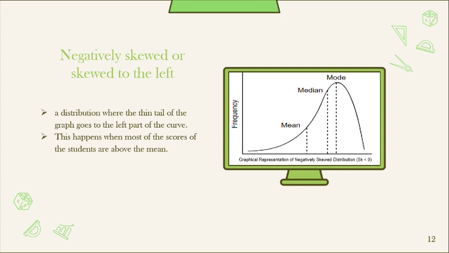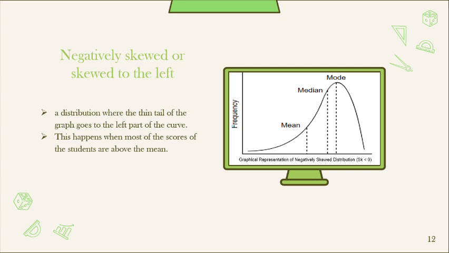So, a distribution where the thin tail of the graph goes to the left part of the curve. So, kung yung positively skewed nasa right side yung thin tail niya, dito naman sa negatively skewed nasa left side. And this happens when most of the scores of the students are above the mean. So, diba, ang gitna ng mean and yung median and mode natin is nasa right side ng mean.